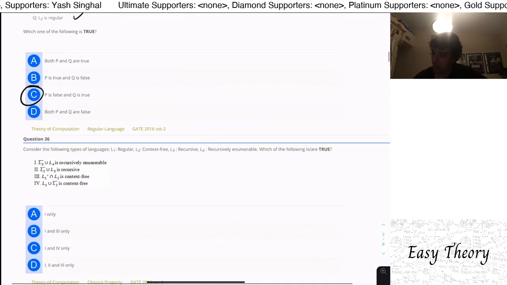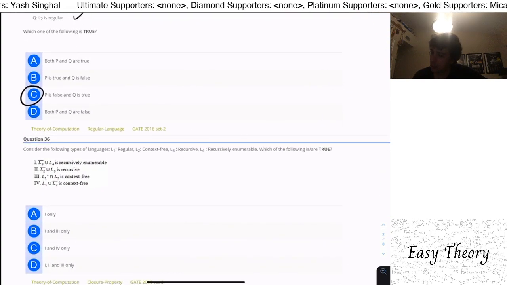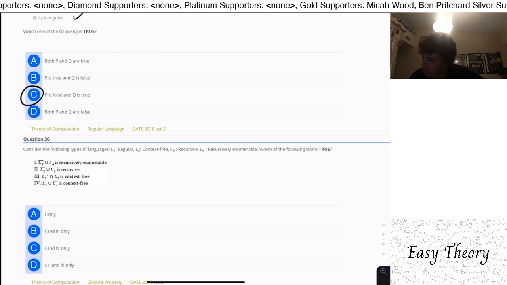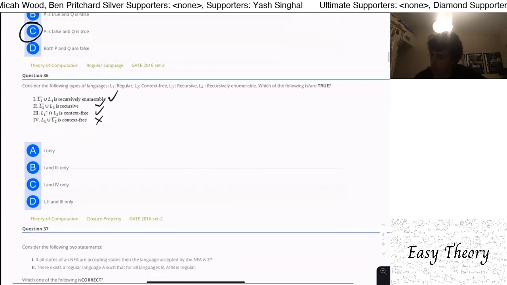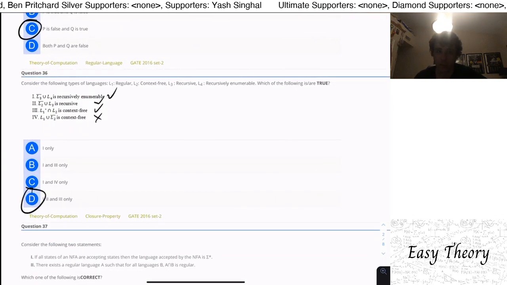Consider the following types of languages. 1 is regular, 2 is context-free, 3 is recursive, 4 is recursively enumerable. So 3 is true because L1 star is regular. L1 union, we don't know necessarily that's true, so it's false. L2 union L3 is recursive, so that's true. L3 union L4 is recursively enumerable. So 1, 2, and 3 I'm going to put in here. Yep, good.